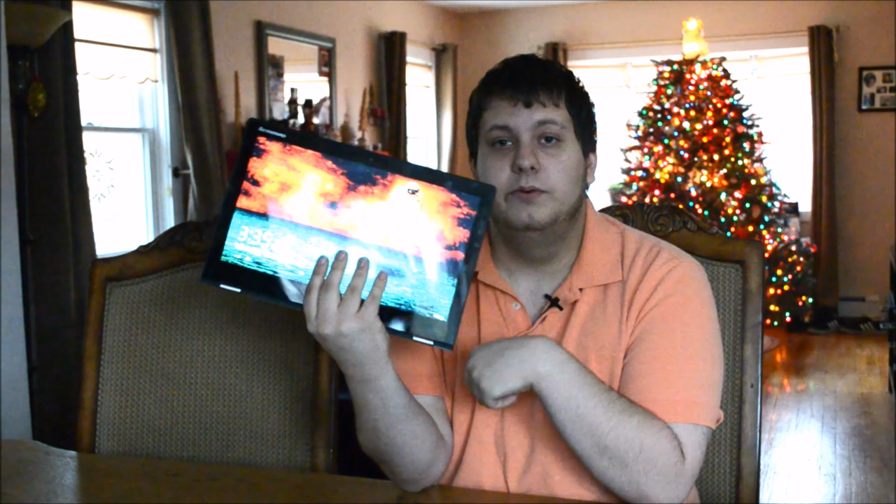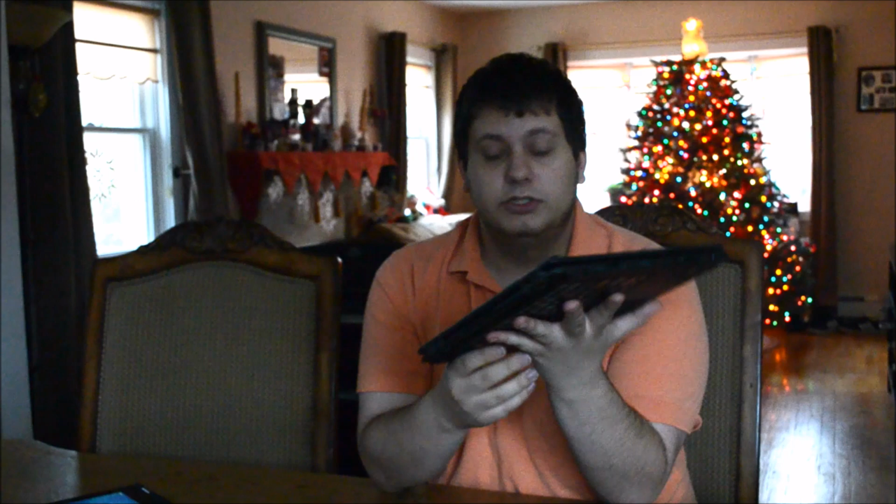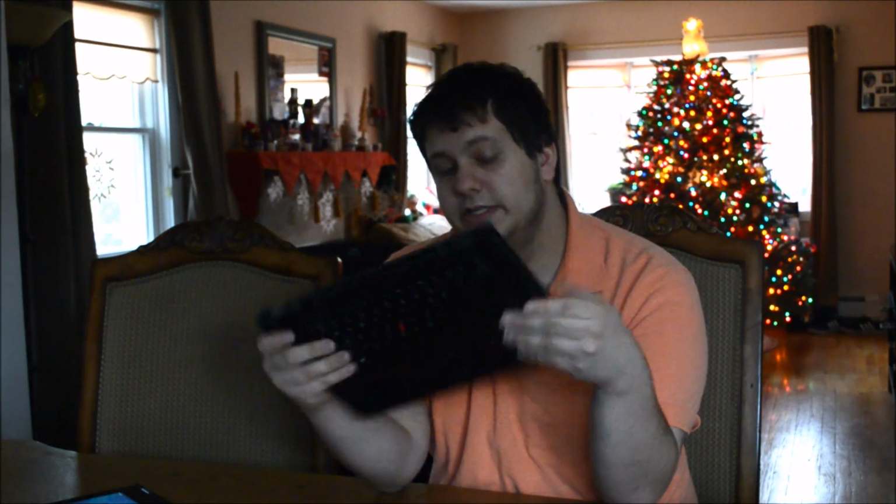They're built with the same basic idea: the hinge folds back and we get a tablet. We have that on this one, and then we have the same thing on this one. The screen folds back and we get a business tablet now. So what are the differences between these two machines?